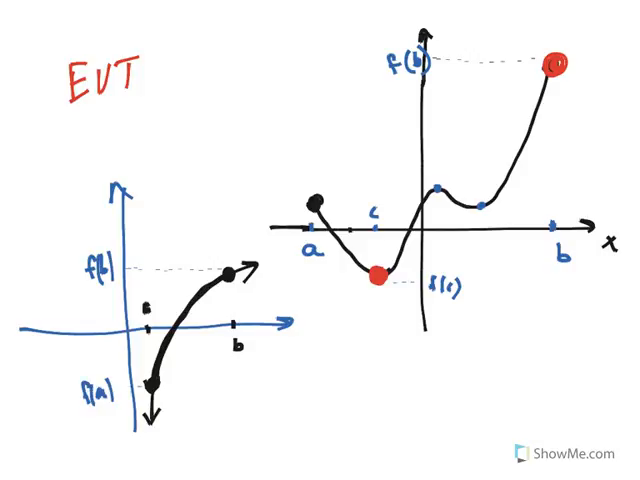So even though I don't have any critical extreme in this case, I still have an absolute maximum and absolute minimum, right? And my function is continuous. So that means in this case, I can actually apply my extreme value theorem.